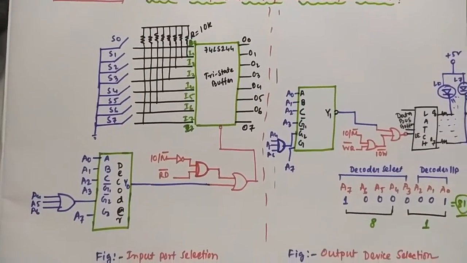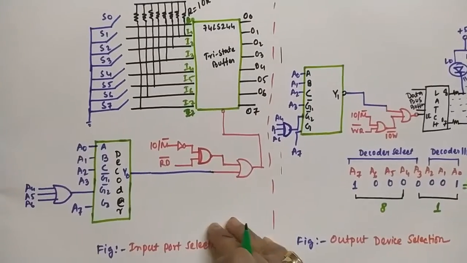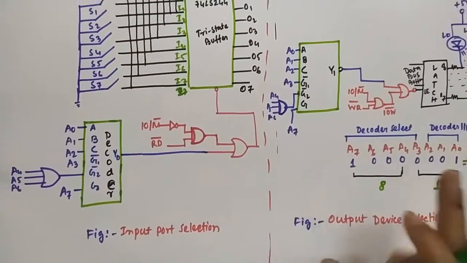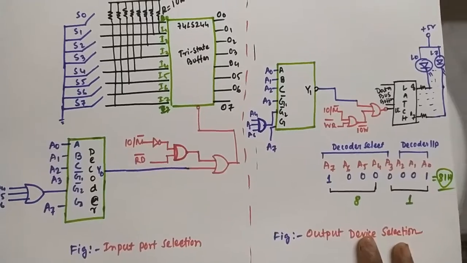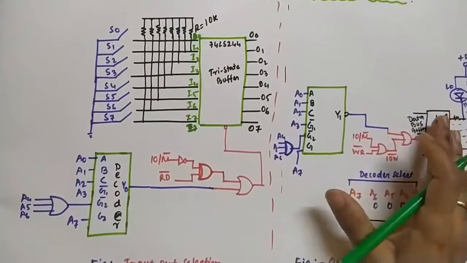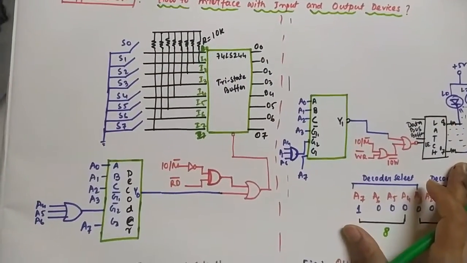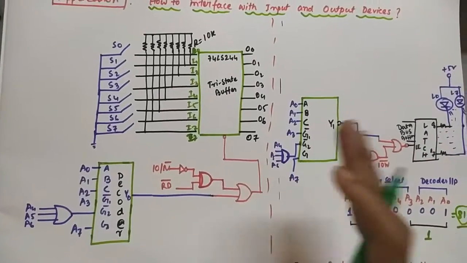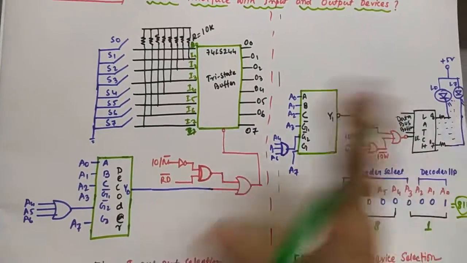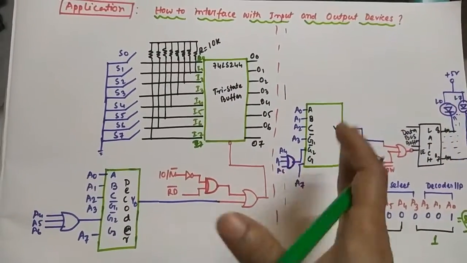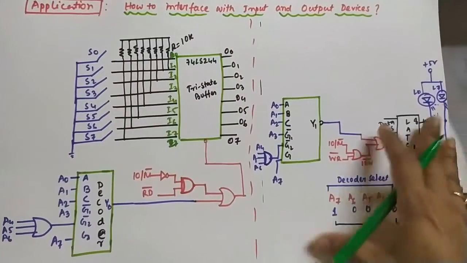Now here this part is input port selection and this figure is output port selection. I have drawn both portions on a single page because you have to understand the different concepts. This is the input part, this is the output part.